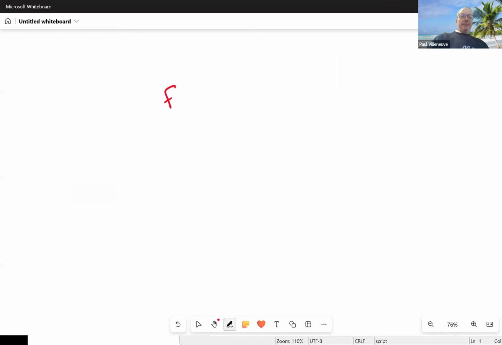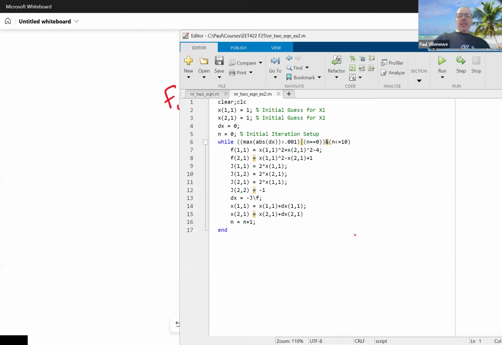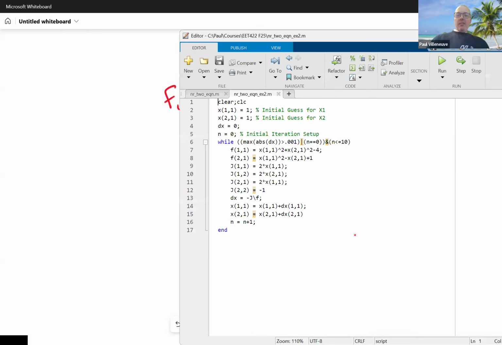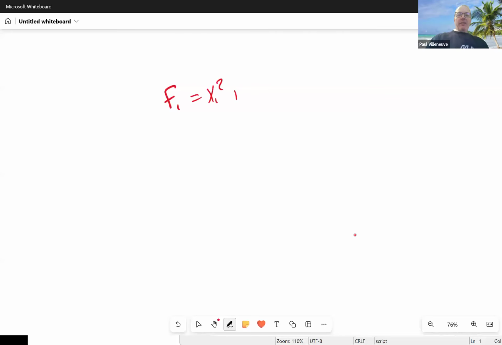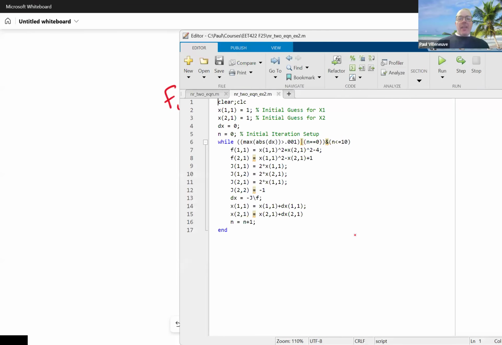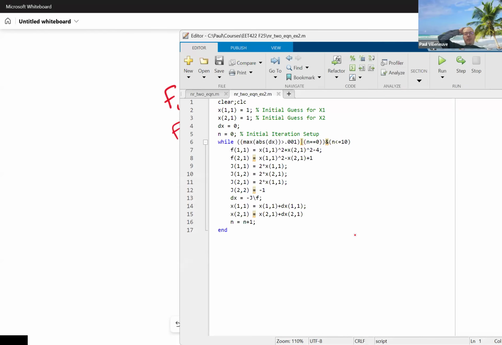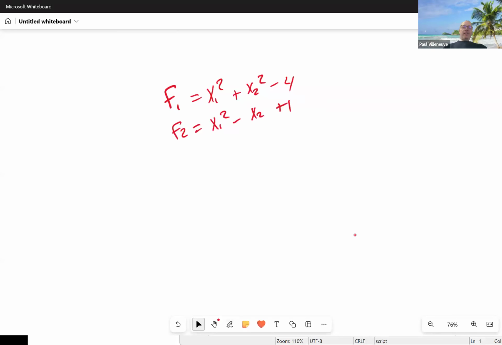So I have f1 equal to x1 squared plus x2 squared minus 4. And then the next one, f2, is x1 squared minus x2 plus 1. So x1 squared plus x2 squared minus 4, and x1 squared minus x2 plus 1.